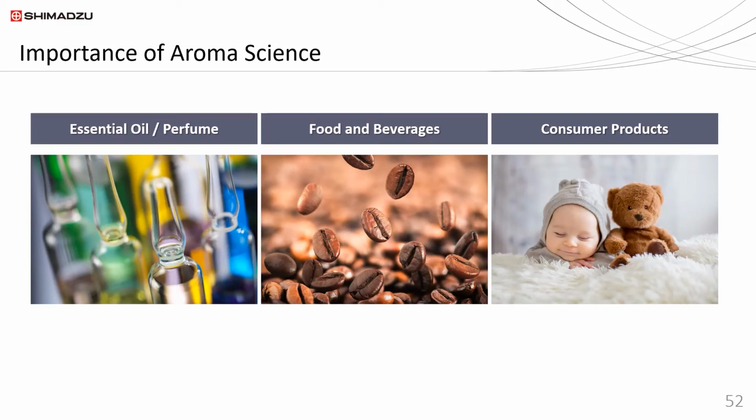Aroma science investigates the volatile aromatic compounds that stimulate our olfactions and senses. Investigation of aromatic compounds can be performed for many reasons. For example, essential oils are analyzed to identify their compositions. Food and beverages are analyzed for identification or quality monitoring, and consumer products are analyzed to ensure safety.